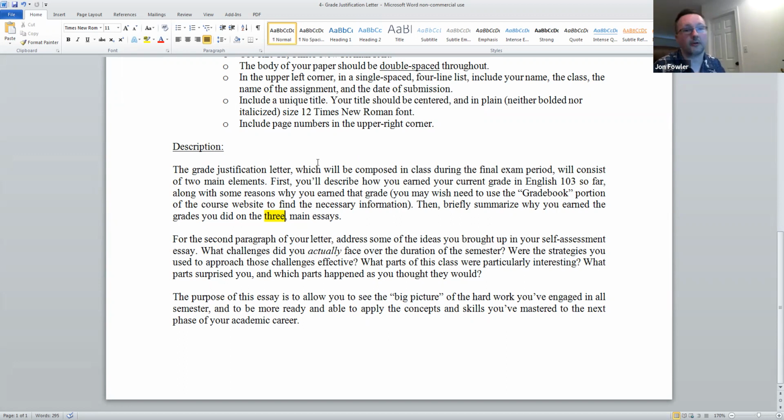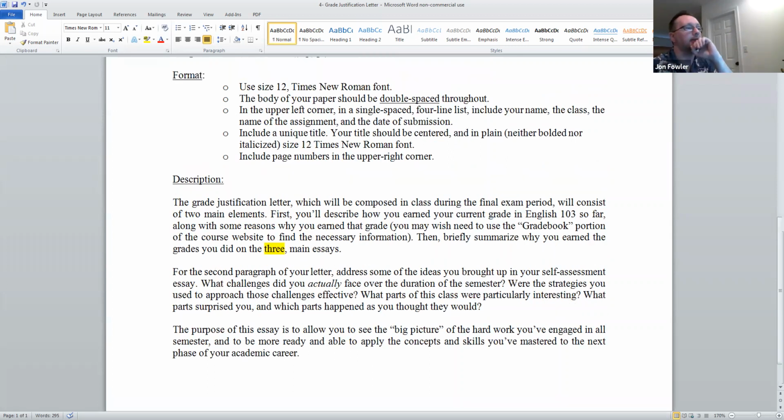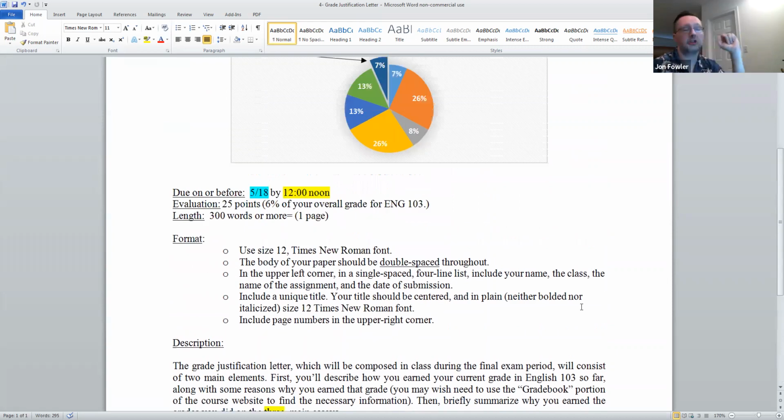The purpose, again, of this letter or essay is to allow you to see the big picture of the work that you've engaged in all semester long. After this class and after having written this reflection, my hope is that you'll be more ready and able to apply the skills and concepts that you've mastered in the next phase of your academic career, whether that's English 104 or Composition 2, or if you choose to take any other composition or English-based classes here at Kish or in the far-flung future. Okay, so that's a real brief rundown on the grade justification assignment.